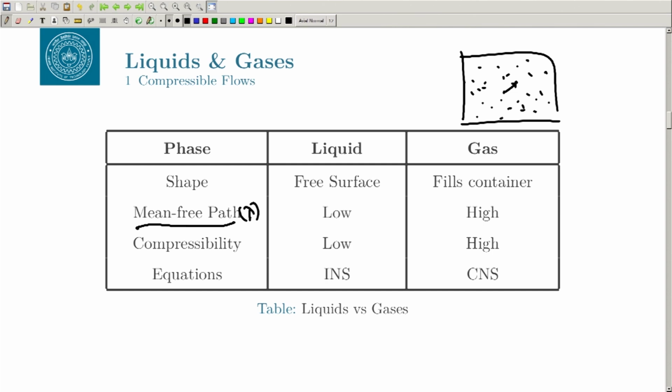So, the mean free path is low in the case of liquid. Why? Because the molecules are closely packed, right. So, compared to gas, it can easily collide with another molecule.